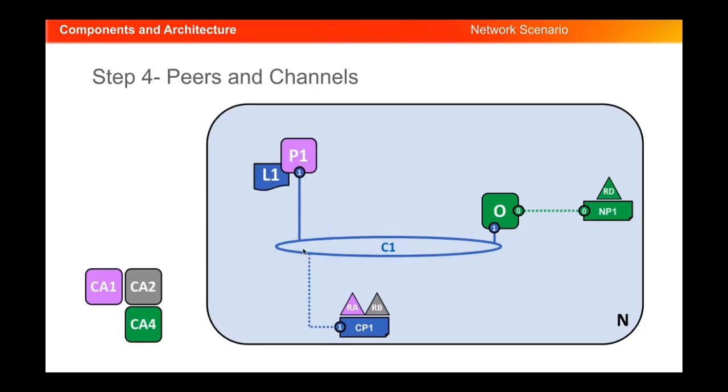Here we are adding one peer to the channel. As you can see here, peer 1 is again facilitated by certification authority 1 to get the certificates to identify himself or herself, or that node, to the channel. And this is governed by organization A.